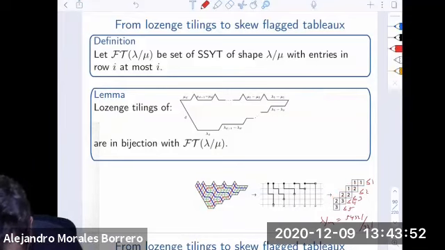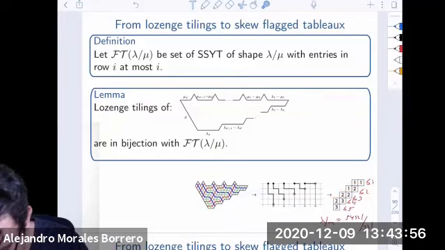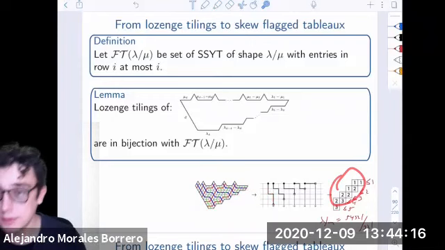And to see that, that's why there are all these colors. Before we were focusing on these red paths. Now to see the tableau, we have to look at the blue paths. If you look at the blue paths, by looking at the heights, you're going to encode this tableau here.